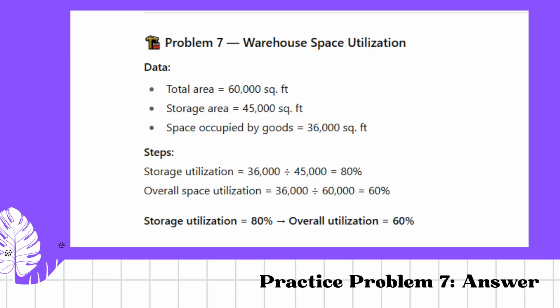Explanation. Problem 7. To measure efficiency, we first look at storage utilization. How much of the available storage area actually contains goods? 36,000 out of 45,000 square feet gives an 80% storage utilization rate. Then we compare the occupied area to the total building size, which equals 60% overall space utilization. That means 60% of the entire warehouse is filled with stored items, a reasonable level that still allows room for flexibility and operations.